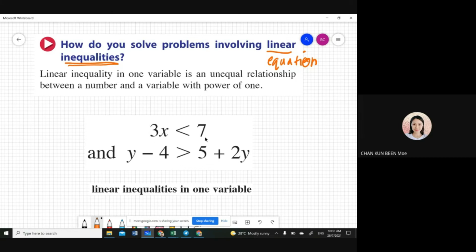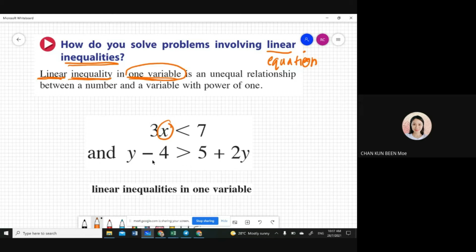So you can see this one. This is a linear inequality. Why do we call it an inequality? Because of the inequality sign over here. Why is it linear? Because the variable's power over here is 1. When it is to the power of 1, we use the word linear. So linear inequality in one variable means you only have one variable, and it is an unequal relationship between a number and a variable with the power of 1.